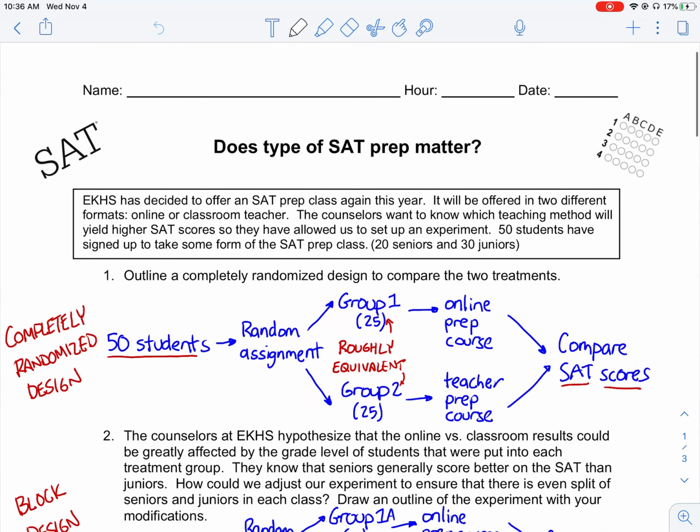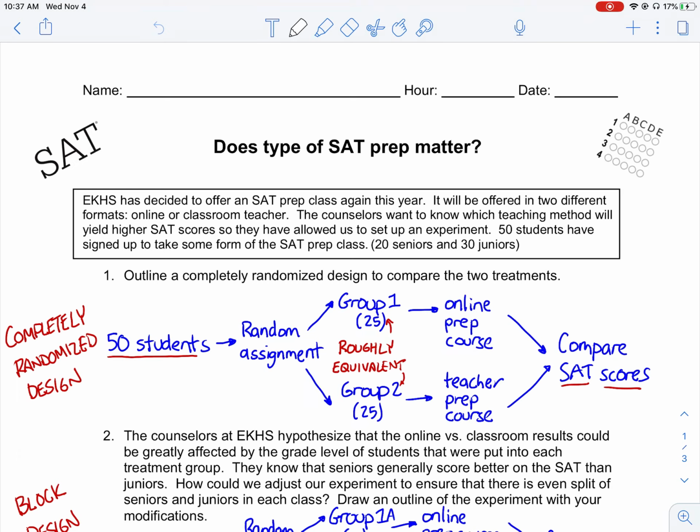For number two, the counselors at the school hypothesized that the online versus classroom results could be greatly affected by the grade level of students that were put into each treatment group. They know that seniors generally score better on the SAT than juniors. How could we adjust our experiment to ensure that there is an even split of seniors and juniors in each class? We are going to draw an outline of the experiment with your modification.